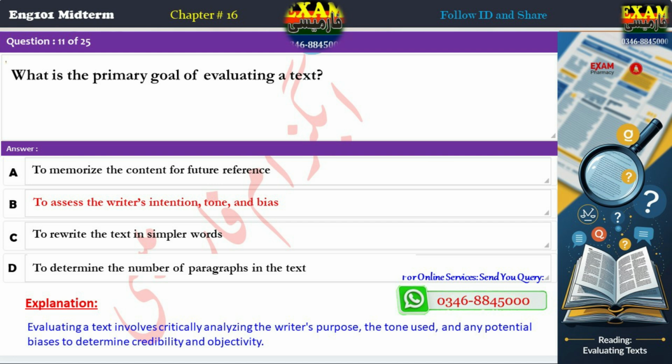Explanation. Evaluating a text involves critically analyzing the writer's purpose, the tone used, and any potential biases to determine credibility and objectivity.